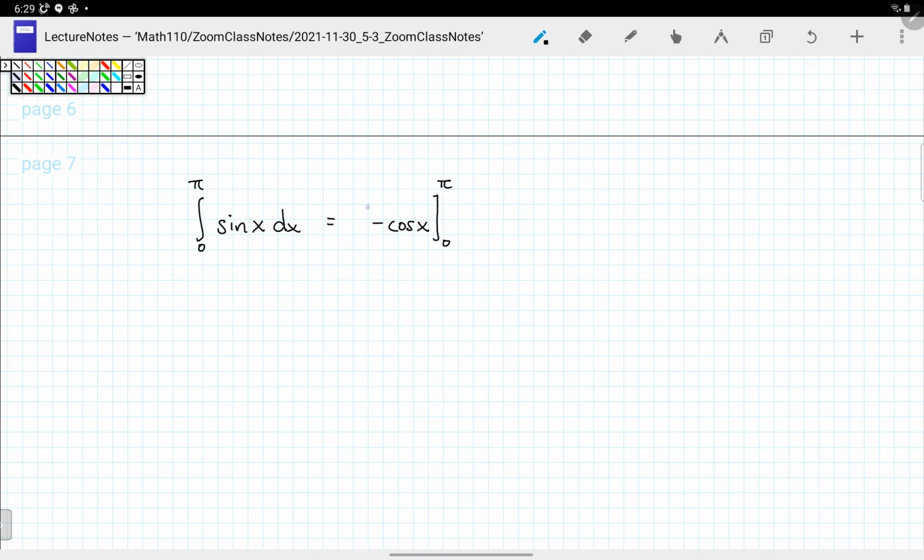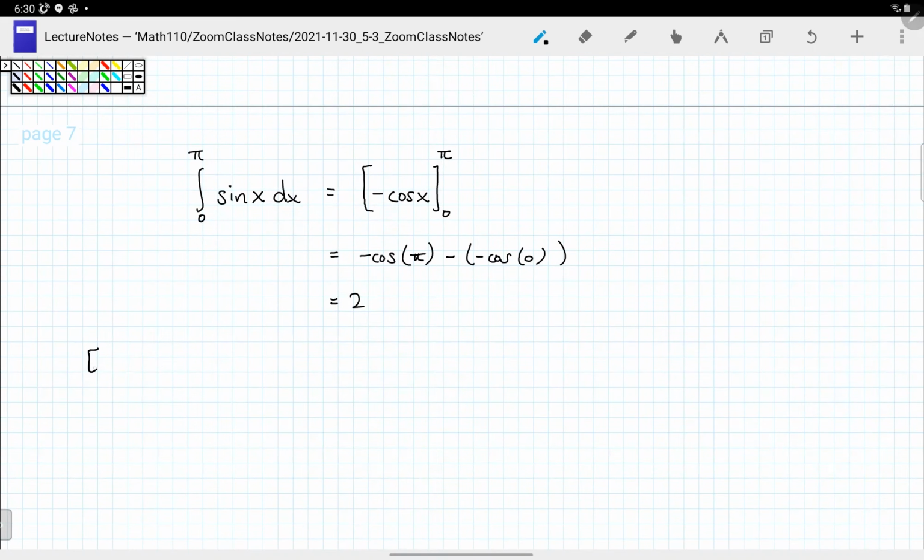And sometimes people like to put a square bracket on both sides. Sometimes people won't put the square bracket on the left and they'll just put it on the right. And that basically says, here is the antiderivative I'm going to use, and I'm going to evaluate it at the two endpoints and subtract the lower endpoint from the upper. So this is negative cosine of pi minus negative cosine of 0. And again, this ends up being 2.